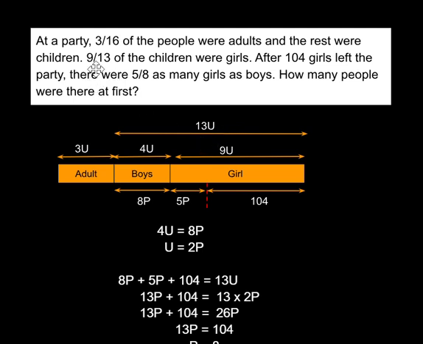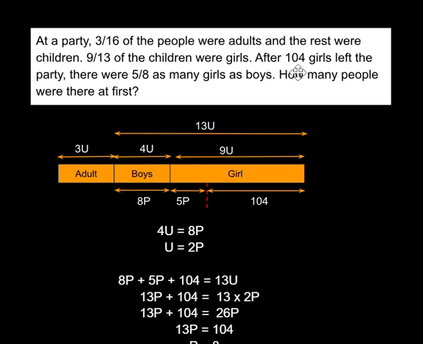Okay, 9/13 of the children were girls, so these are the children, remember? So 9/13, so 9 units were girls, and if 9 units were girls, it means that 4 units were boys, because 9 plus 4 will give me 13.